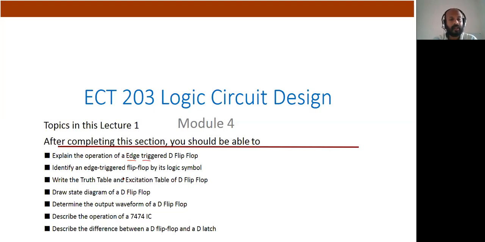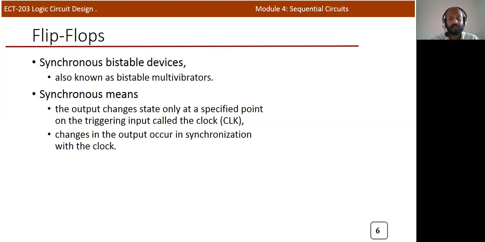Okay, and different terms related to this: truth table, excitation table of D flip-flop, state diagram of D flip-flop, how we can predict the output of D flip-flop, the practical IC which is used to implement D flip-flop, and the difference between D flip-flop and D latch. So also we'll introduce the latch concept. Okay. So flip-flop means it's a bistable device.